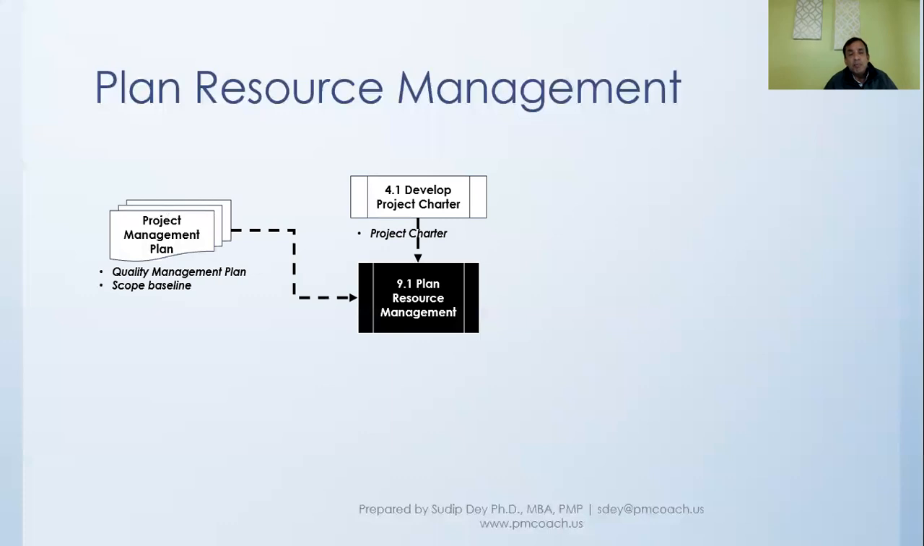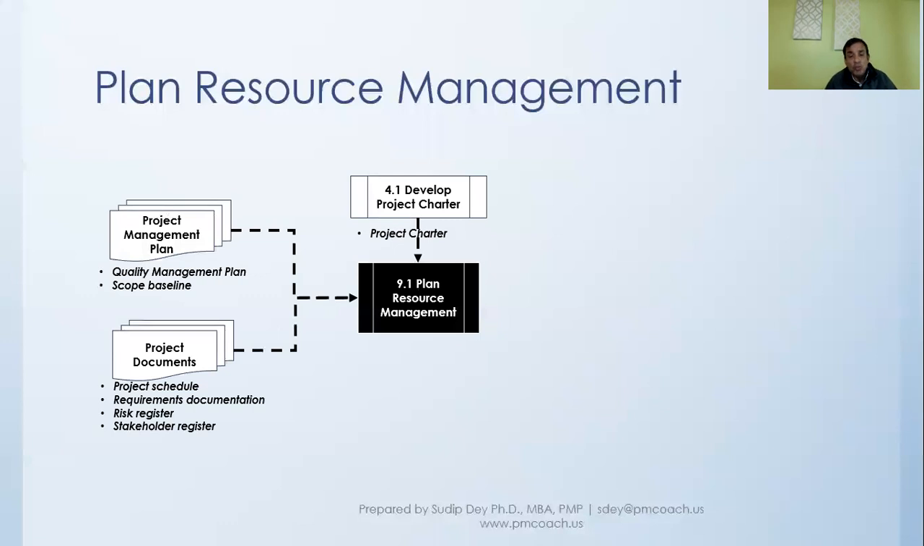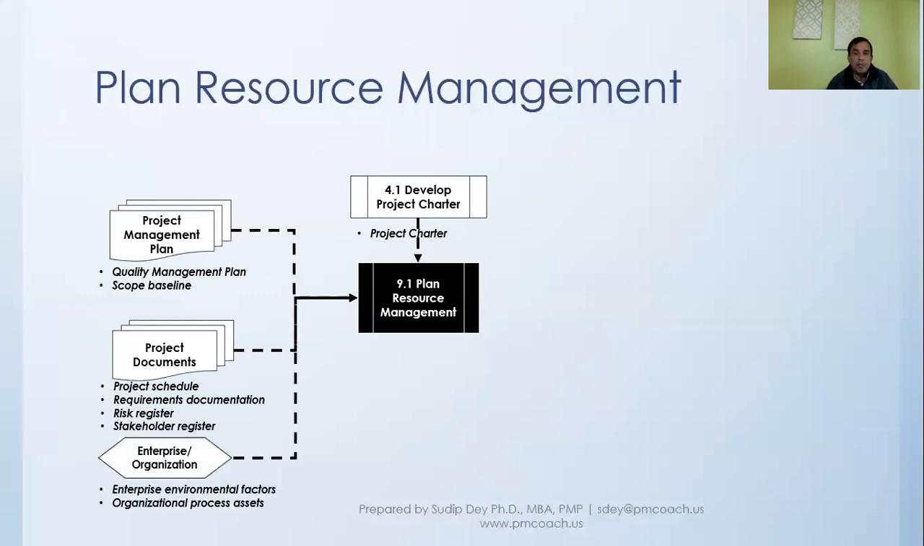We'll take as input the project management plan, more specifically the quality management plan and the scope baseline, because the scope baseline is going to give us the scope, and that will determine what kind of resources we need. Then some of the project documents will also come in as input, like the schedule. So that will tell us when we need what resource. Requirements documentation, risk register, stakeholders. Then, of course, enterprise environmental factors and organizational process assets.